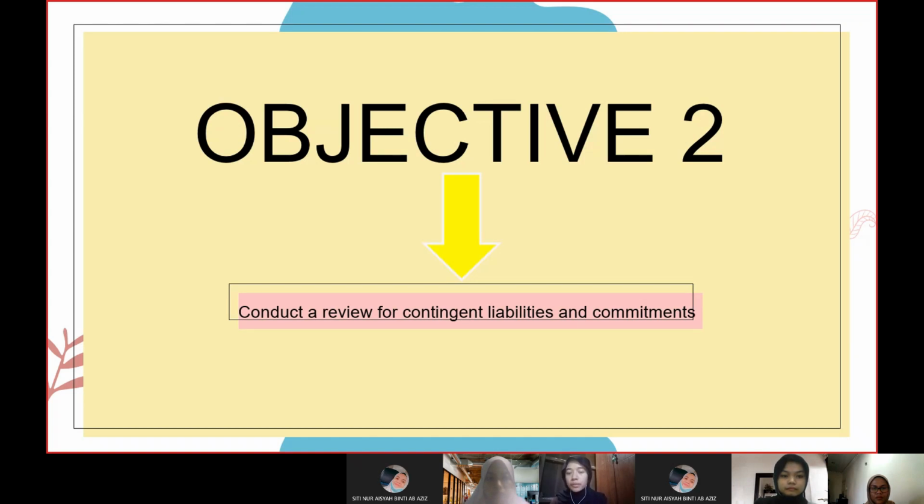My name is Suliha. I will proceed with objective 2, which is for contingent liabilities and commitments. In this objective, we will learn about what a contingent liability is and what the audit concern is when this problem appears in an organization.